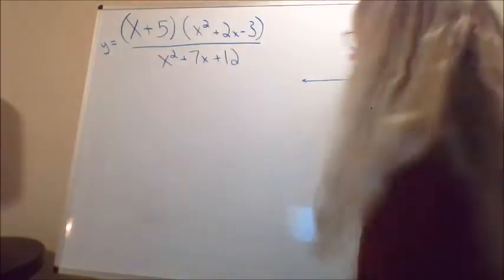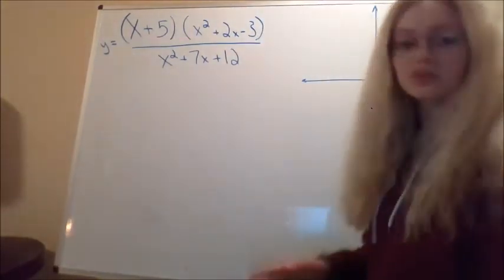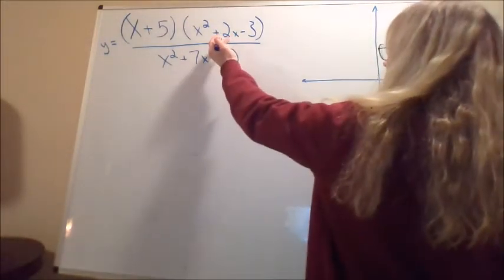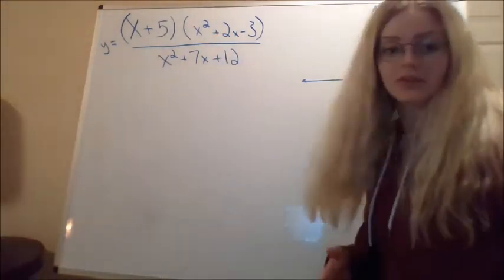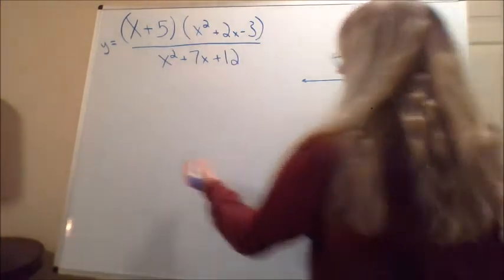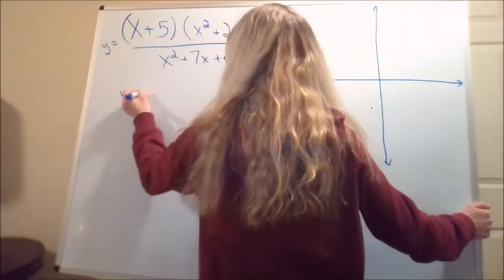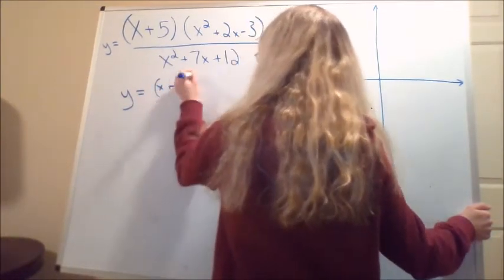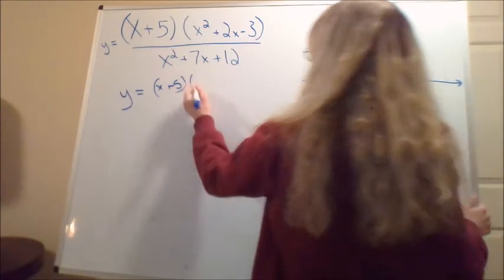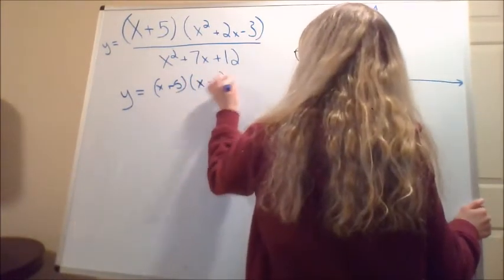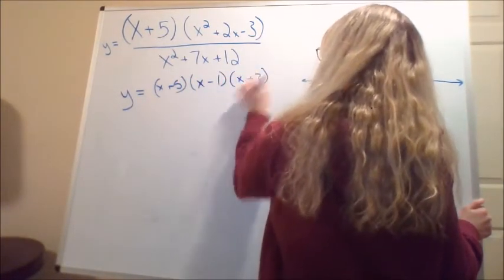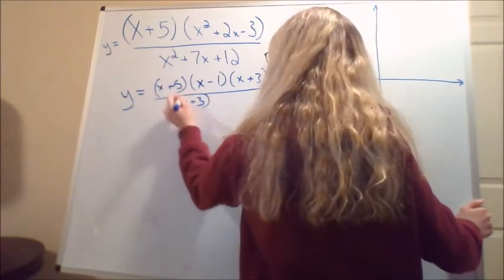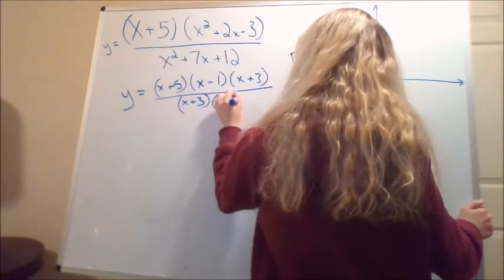Hi, today we're going to graph this rational function. So first we want to make this very easy on ourselves. So we want to look at these quadratics right here and factor them if we can. So let's rewrite this function as y equals x plus 5 times the quantity. Well, this will factor to x minus 1 times x plus 3. And on the denominator, we'll have x plus 3 times x plus 4.